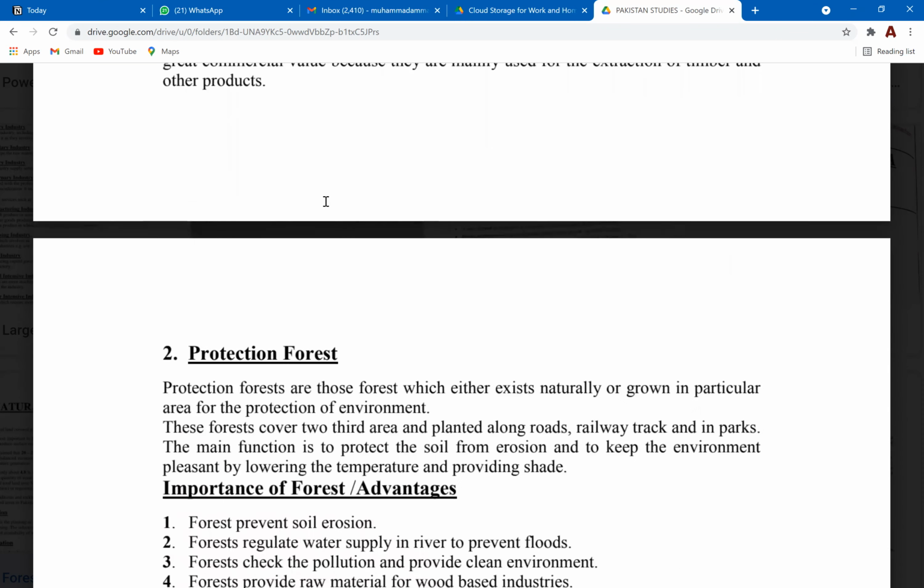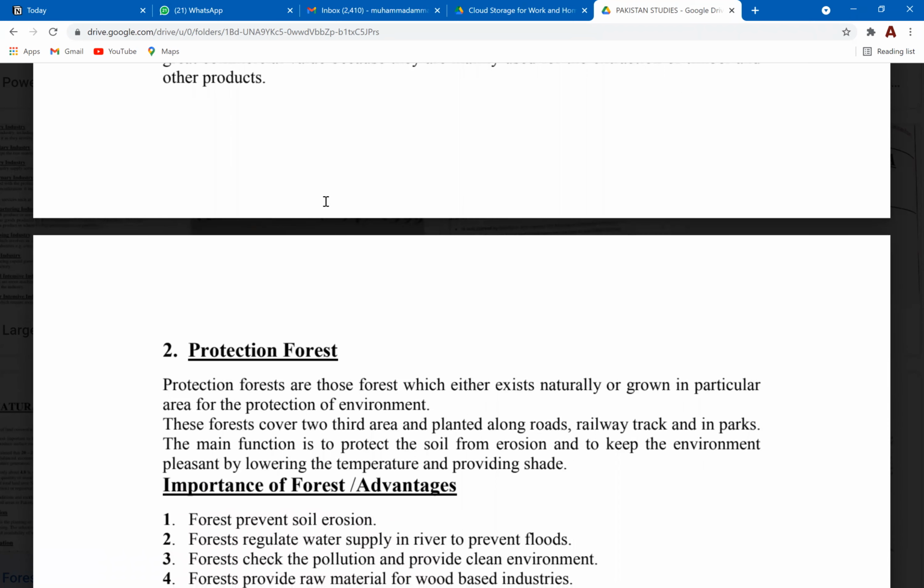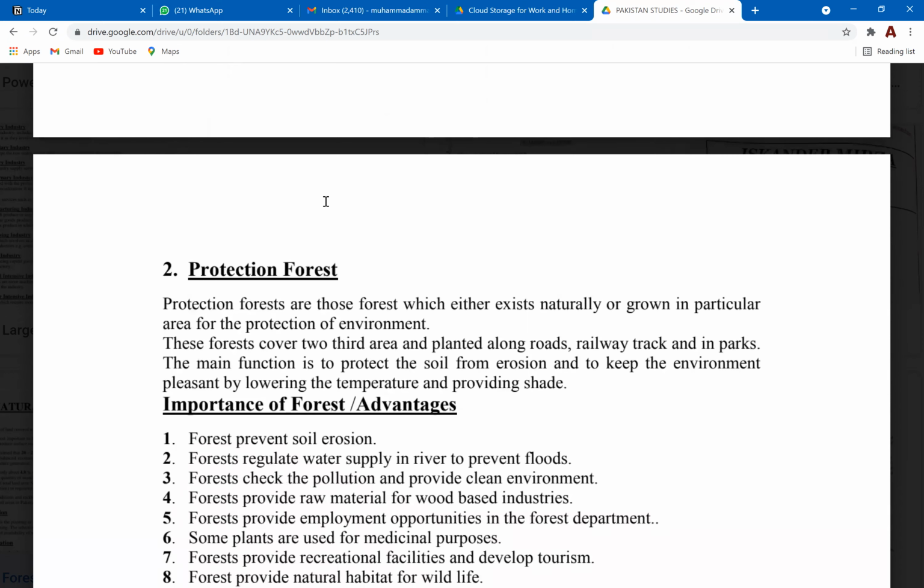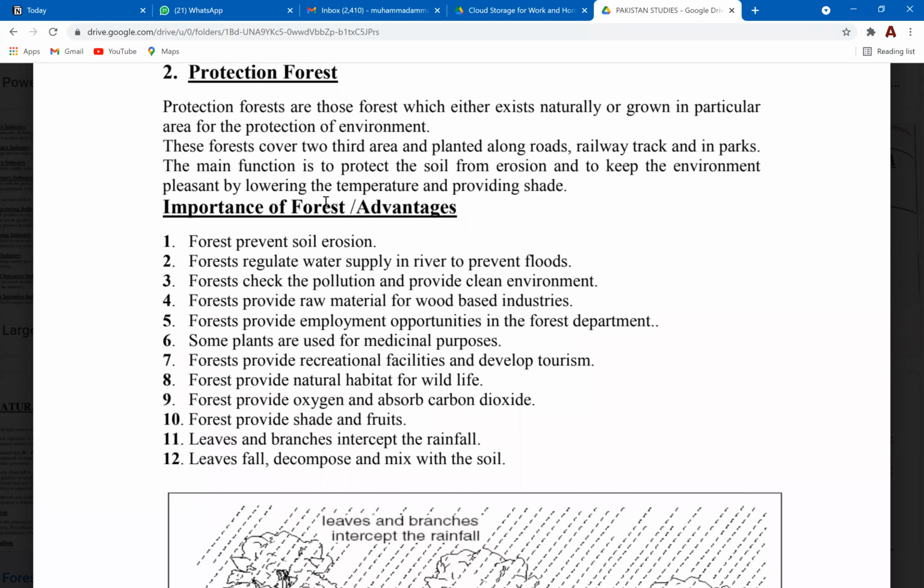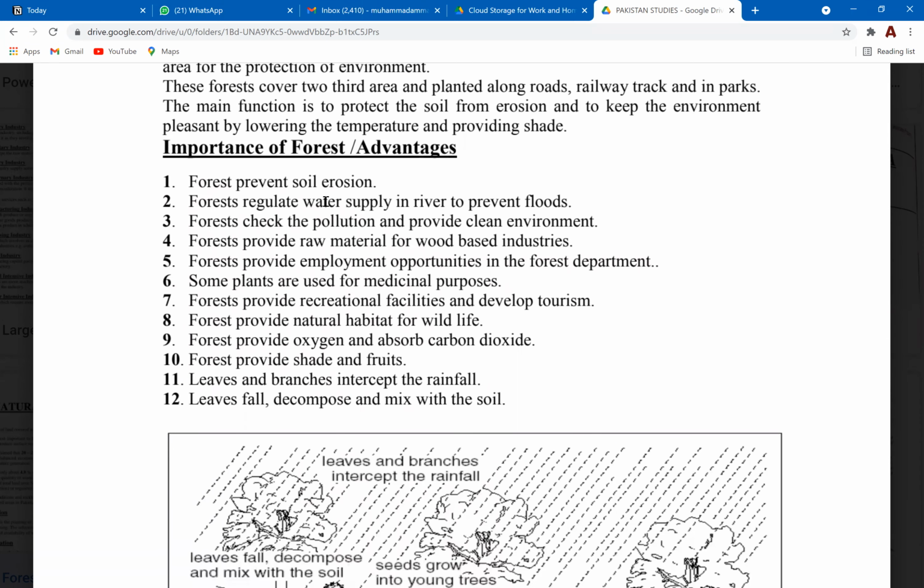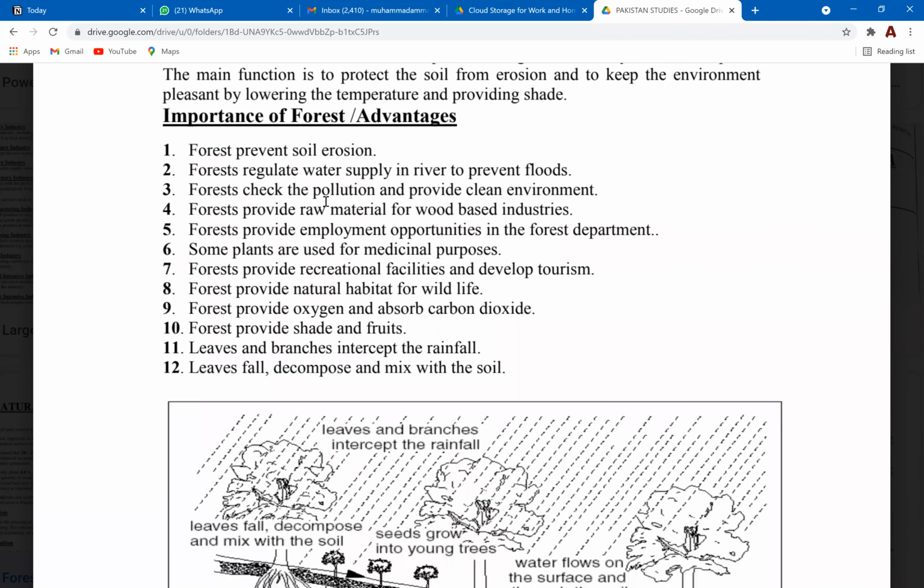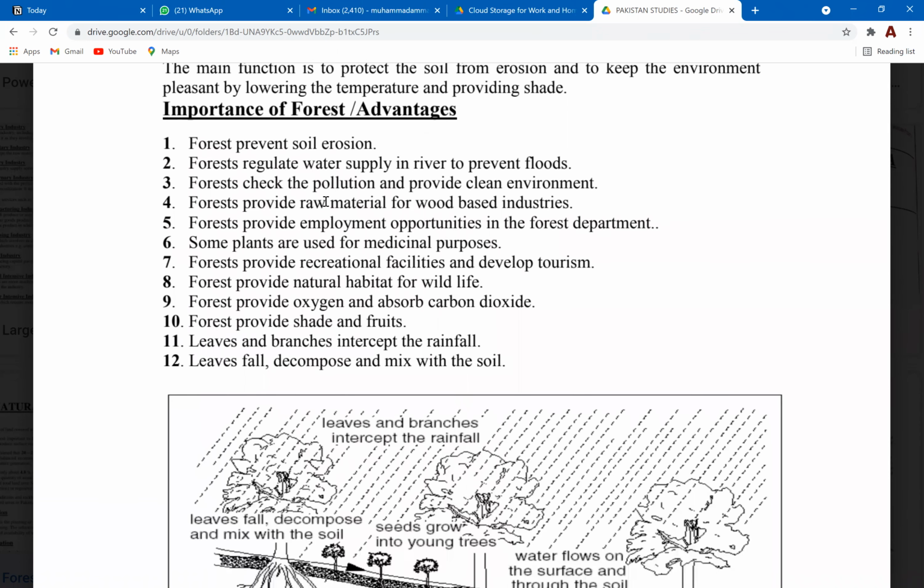Protection forests are all those forests that are used for protection of the environment, for maybe protection of roads. They're planted along the highways, along the railway tracks, they're in parks. They provide natural shade against the temperatures. And obviously forests also protect against soil erosion, deposition. These are also some important advantages of forest areas.